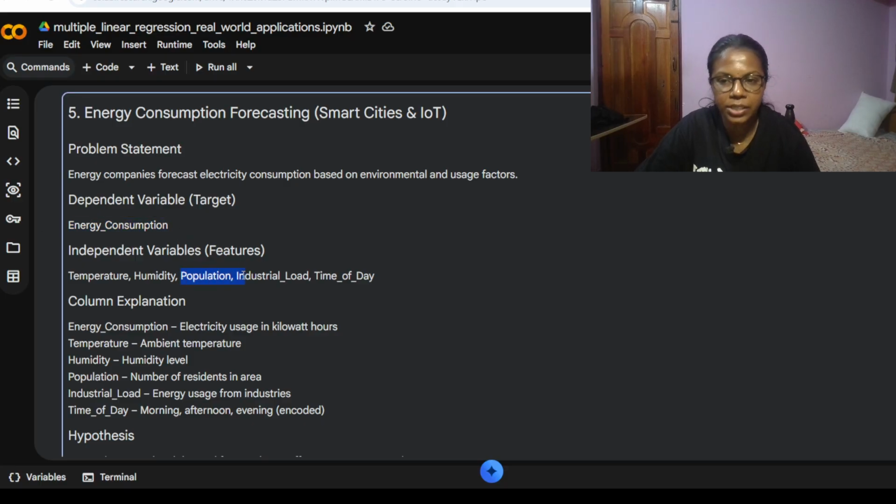Then population: if a particular city has more population, they could consume more energy. Industry load: how many industries are there in a particular city or village? If so many industries are working based on this energy, they could consume more energy. Then time of day: in the morning they might not use some electronic devices, but in the afternoon they might use them, and at night they might use them. So based on that, it differs.